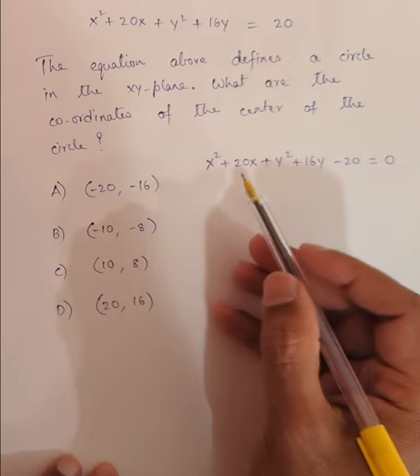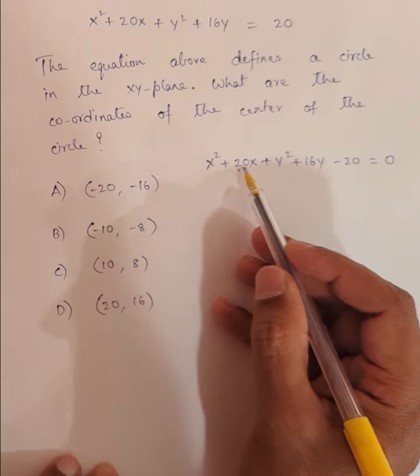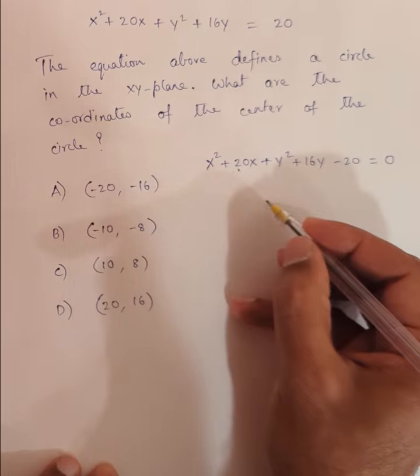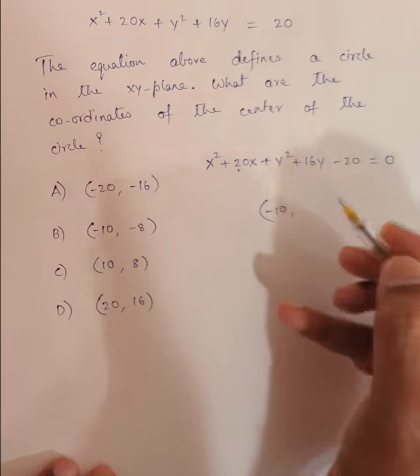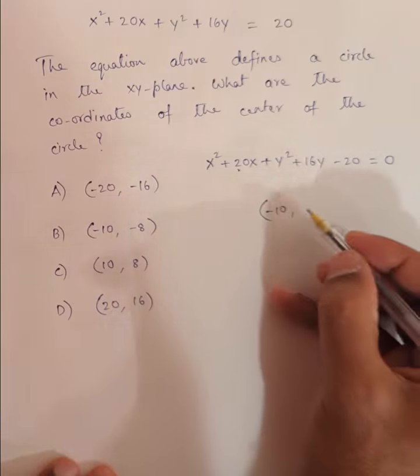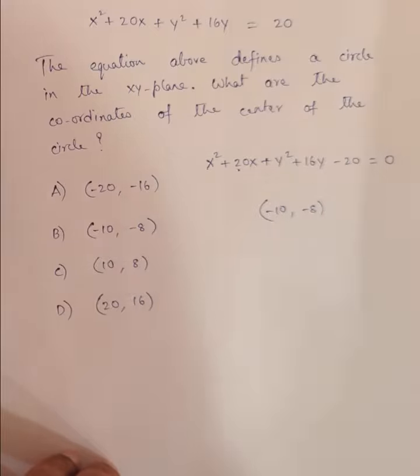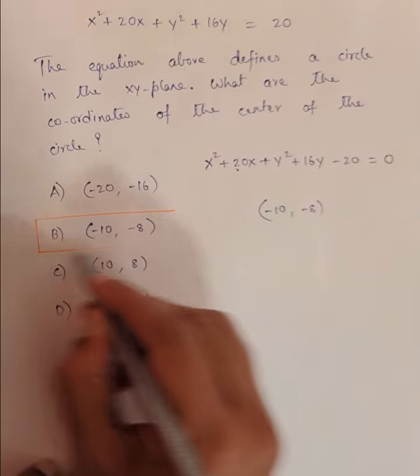So now what is the center going to be? Center is going to be opposite half of the x coefficient. So 20 becomes negative 10. And opposite half of the y coefficient. So that's going to be negative 8. So B is our answer choice.